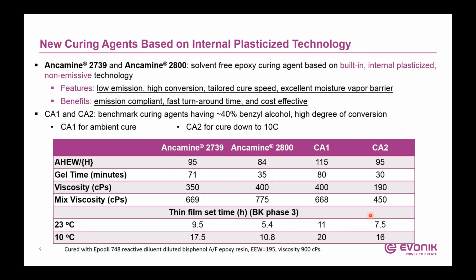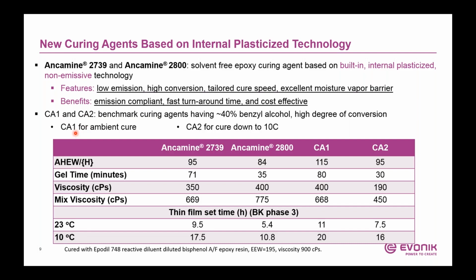So now I'm going to start getting into the data and introduce the two new curing agents for moisture vapor barrier application. These are Ancamine 2739 and Ancamine 2800. And these are, again, solvent-free epoxy curing agents based on the new proprietary diamine technology, which I mentioned before. Again, these have a built-in internal plasticizer, non-emissive technology. I will be comparing them to standard curing agents which have an external plasticizer like benzyl alcohol at around 40% in the system. These are standard commercial curing agents.